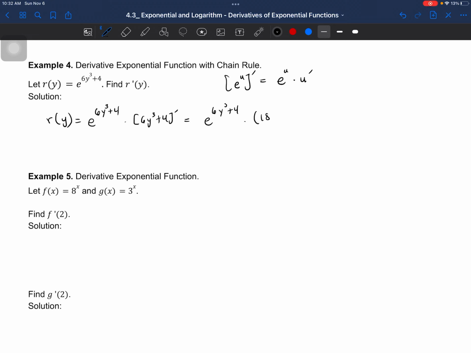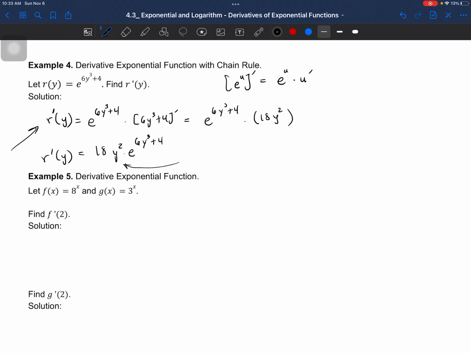The derivative of 6y cubed, well, this is power rule, right? So multiply the 6 with the 3 and subtract 1 from the power. 6 times 3 is 18 times y squared. The derivative of a constant, adding a constant, is 0. So this is where we stop. And so the derivative of this will be 18y squared times e to the 6y cubed plus 4.